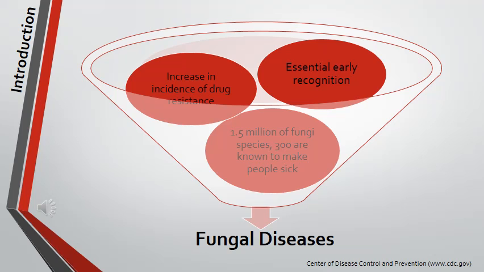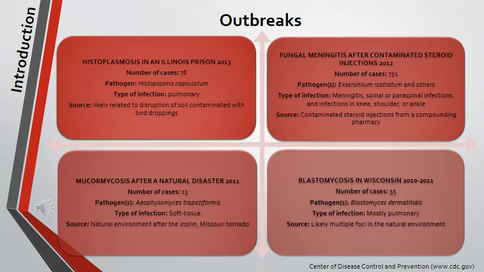Some of the reasons why these diseases are difficult to control are the need for early recognition, and also because they are able to develop drug resistance. Due to fungal resistance against antifungal agents, the proliferation of the disease is difficult to control, generating outbreaks such as histoplasmosis in an Illinois prison in 2013. The number of cases was 78, it was a pulmonary infection and related to disruption of soil contaminated with bird droppings.